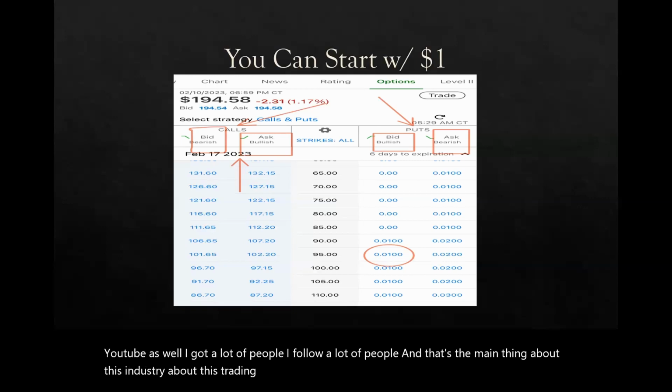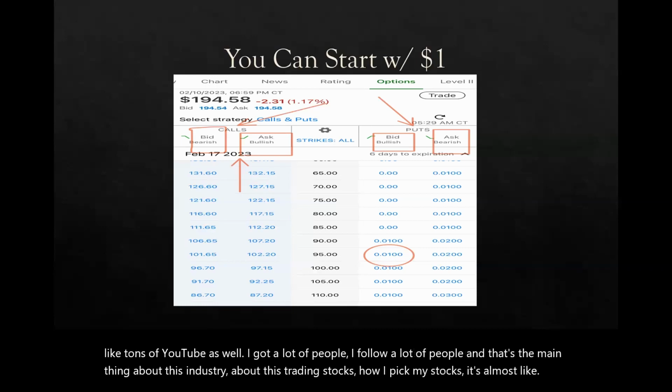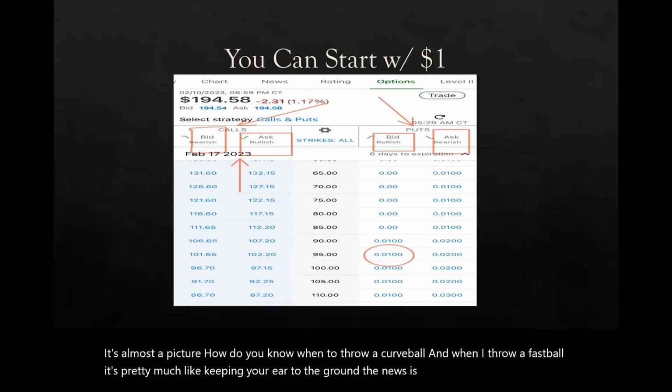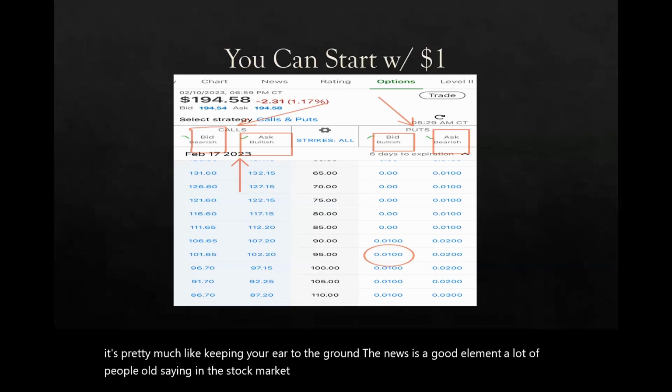How I pick my stocks, it's almost like asking a pitcher, how do you know when to throw a curveball or when to throw a fastball? It's pretty much like keeping your ear to the ground. The news is a good element. An old saying in the stock market says, sell the news, buy the rumors. By the time it hits the news, it's about too late.